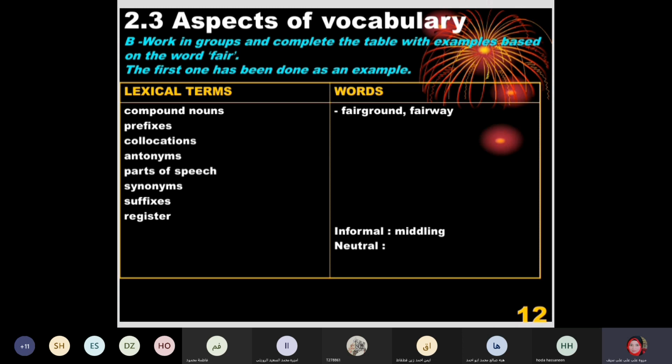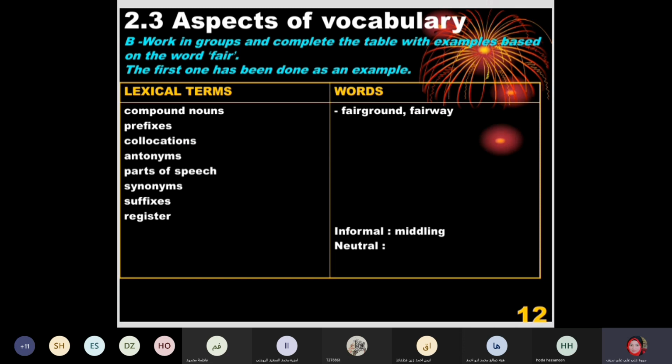So these are fairway. Very good. Again, this is not a collocation. This is a compound noun. A compound noun is different from a collocation. A compound noun is when you put two words together and stick them together into just one word, like teapot. It's formed from tea and pot, but we don't separate them.